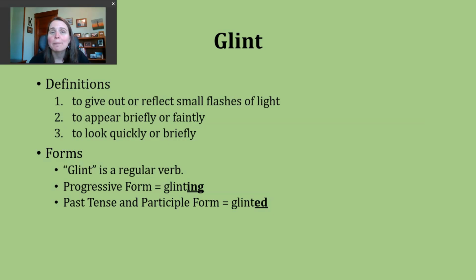Now, the base verb, glint, ends with a T sound. So when I add the ed ending, I'm going to add an extra syllable to this verb. I'm going to make an id sound. The past tense and the participle form of the verb should sound like this: glinted, glinted. I hope you can hear that id sound.